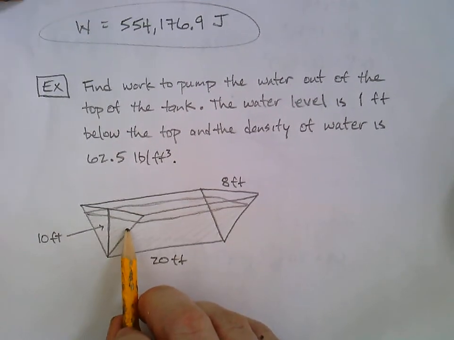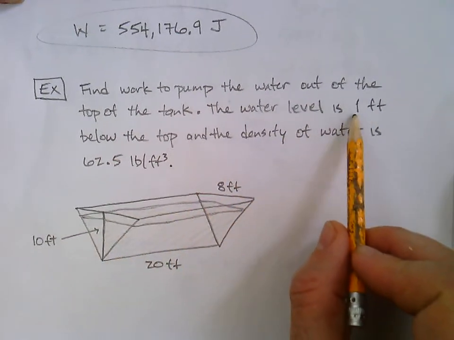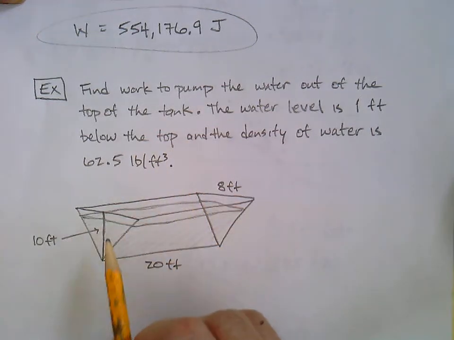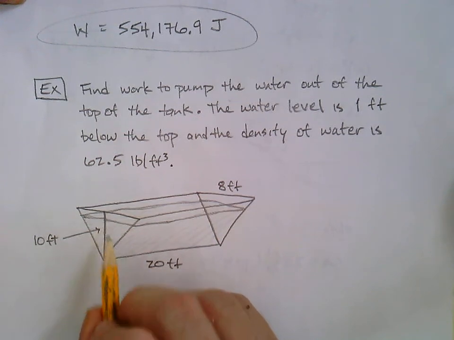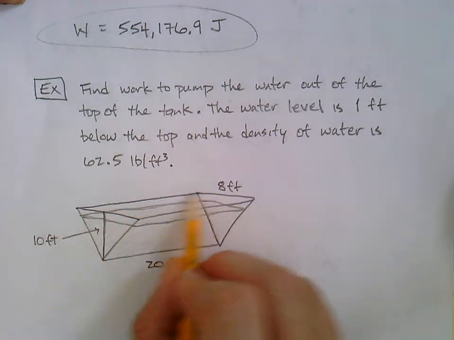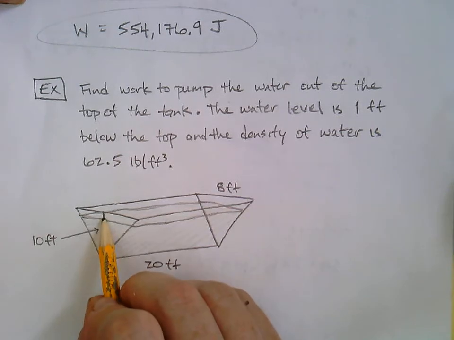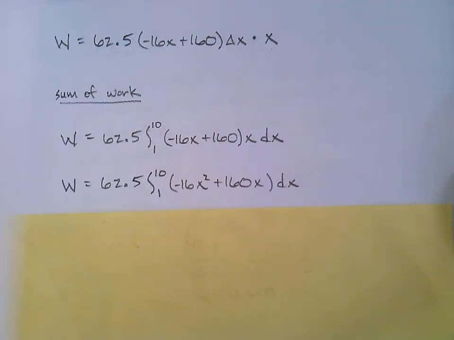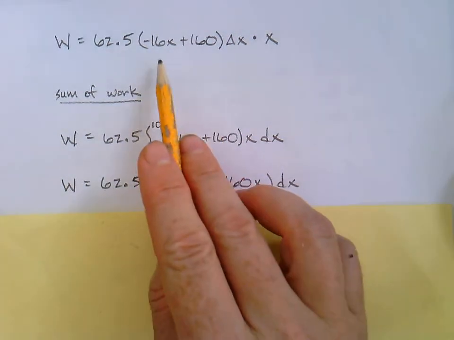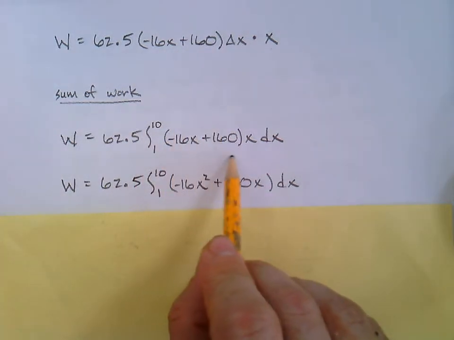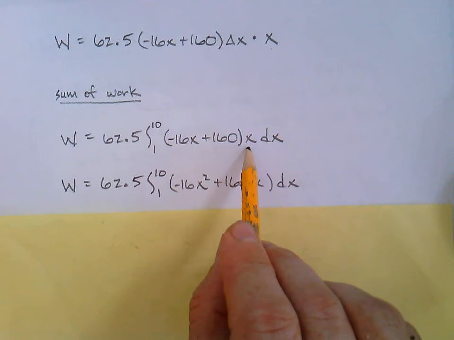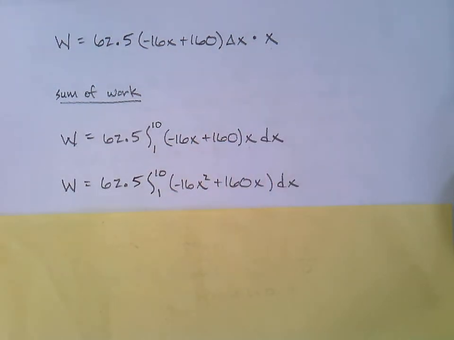Because in the original problem, it said the water level is 1 foot below the top. So it's 10 feet down here. It's only 1 foot deep there. We're not going all the way to 0. So we integrate from 1 foot deep to 10 feet deep. From 1 to 10. And then we just continue. We've got our volume there, negative 16x plus 160. I put the x kind of shifted positions, and then the delta x becomes dx. Okay. And there we are.